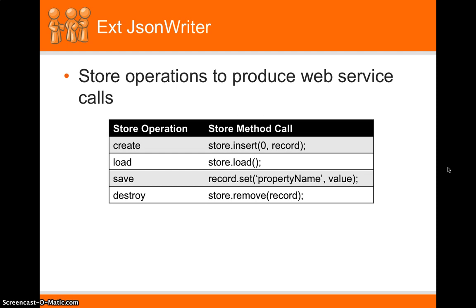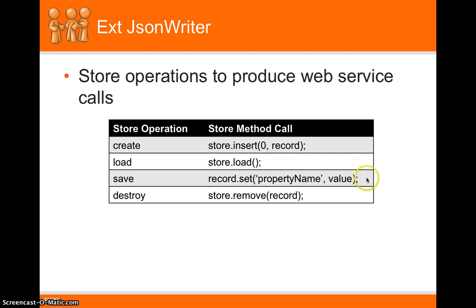So here are the store operations to produce the web services call. If you want to create an object in the store, you just call store.insert. You put it at the index of where you want the record to be put in the store, and you pass the record. Then to load the store, you just call store.load.